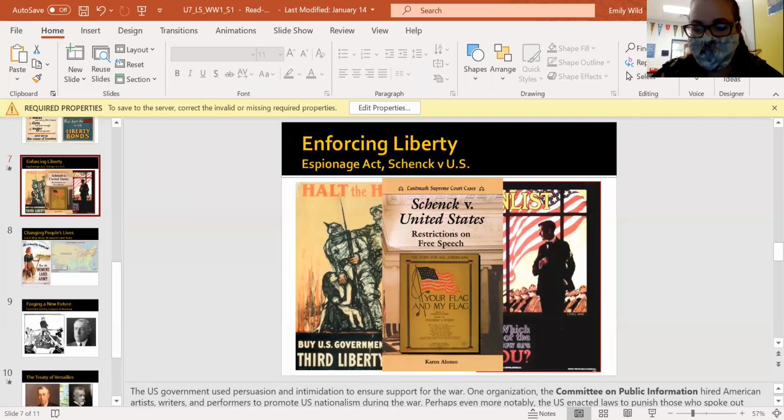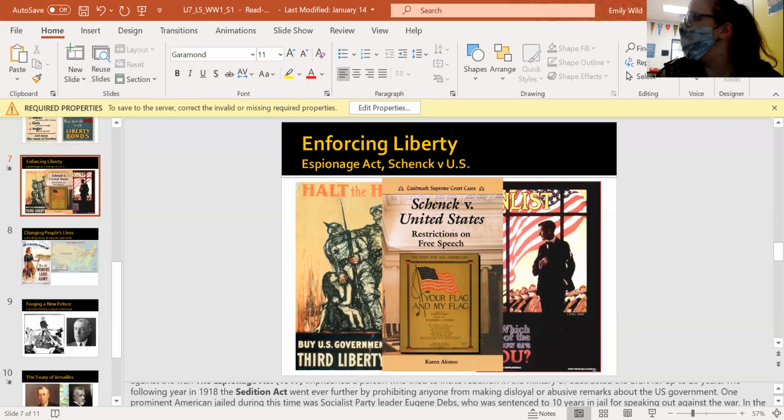Next, we're going to skip on to probably the most controversial piece of American history from World War I in terms of domestic interference, which is this idea of enforcing liberty, specifically through the Espionage Act and Schenck versus the US. Schenck versus the United States is a court case that you are also going to need to know for AP government. So just kind of setting up that caliber of how important Schenck versus the United States is in terms of a court case.